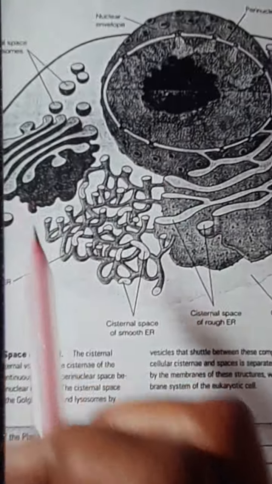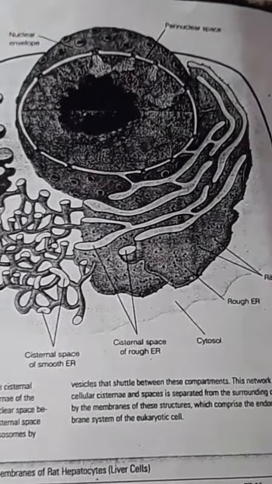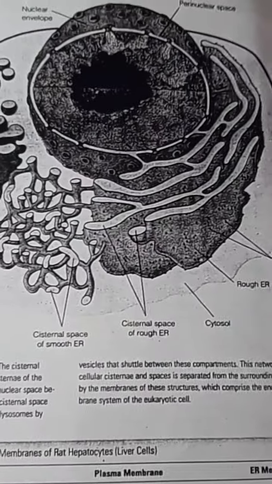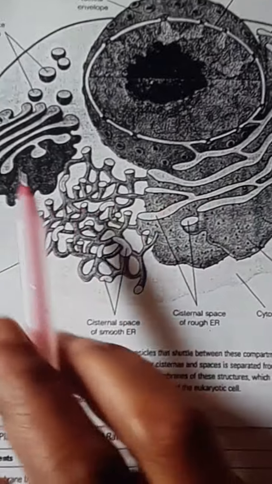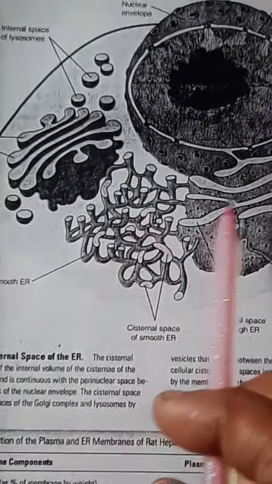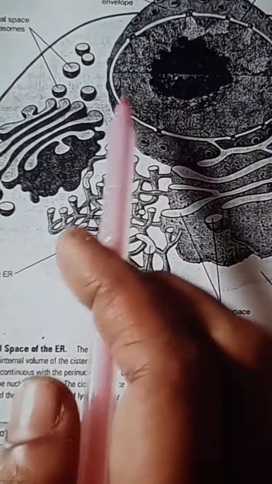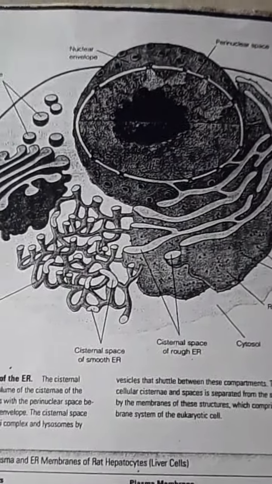So is this a continuous membrane system? Yes, this is called the endomembrane system. Endoplasmic reticulum plus Golgi complex plus lysosome plus nuclear envelope plus plasma membrane and the vesicles that interconnect the structures comprise the endomembrane system. I repeat and point out the endoplasmic reticulum, the Golgi complex, the lysosomes, the nuclear envelope, and then the plasma membrane of the cell. Together they comprise the endomembrane system.